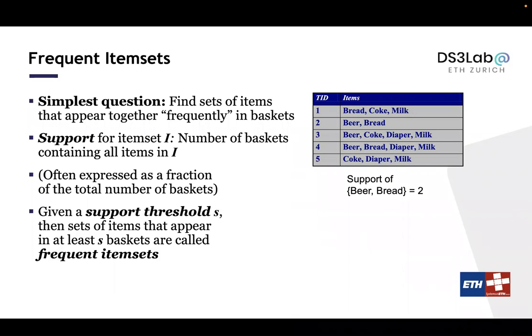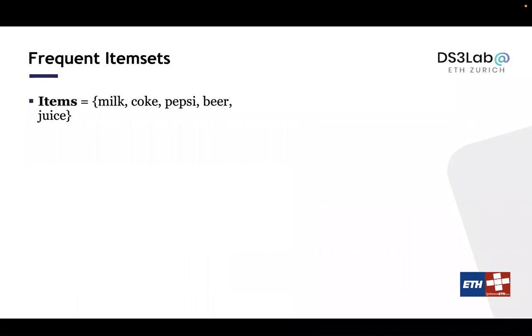So I'm given a support threshold s, right? So the sets of items that appear in at least s transactions are often called frequent item sets. Okay, so it's a very popular concept in data mining. It simply means that if an item set is frequent, its support is larger than s, a predefined threshold. So this is actually a very simple concept, but as we'll see later, it's going to become very useful.